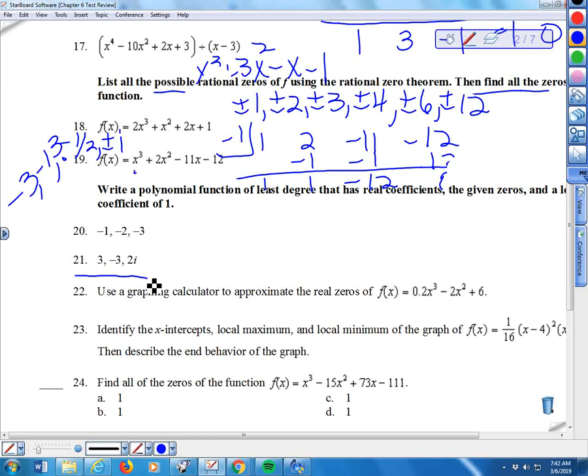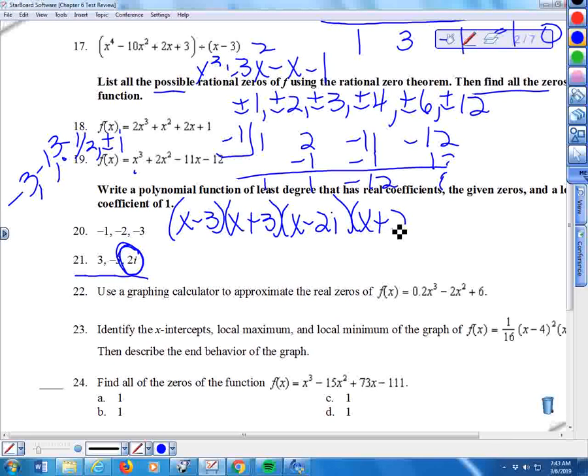Next, I've got 3 zeros given, but remember, anytime I have an i or a root, I always know that the conjugate is also a zero. So to write this as factors: x minus 3, x plus 3, x minus 2i, x plus 2i, and now FOIL. This is x squared minus 9 because it's a difference of two squares. This is x squared minus 2i times positive 2i is negative 4i squared, which is plus 4.